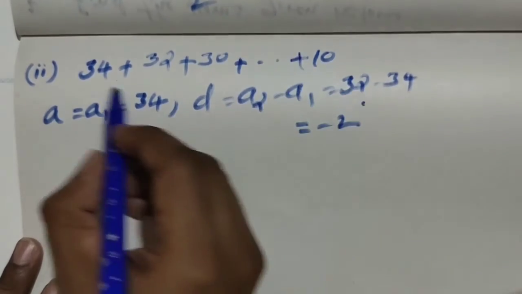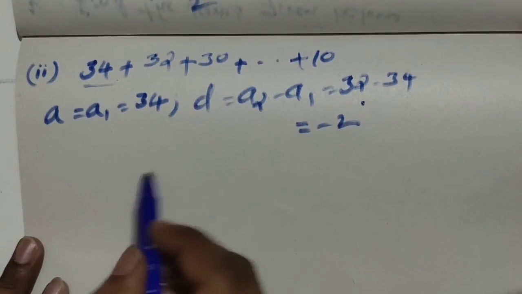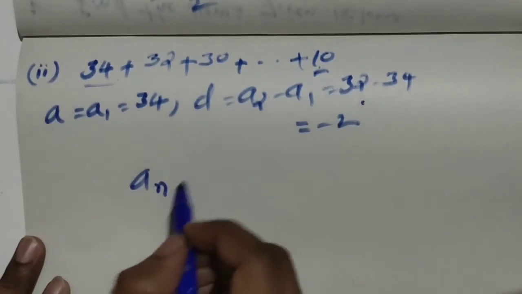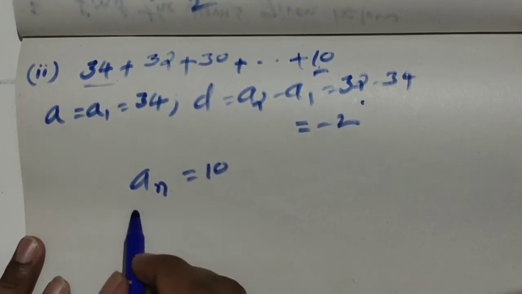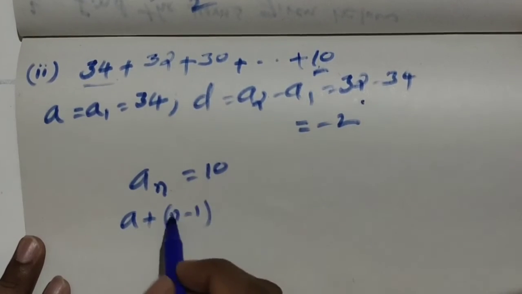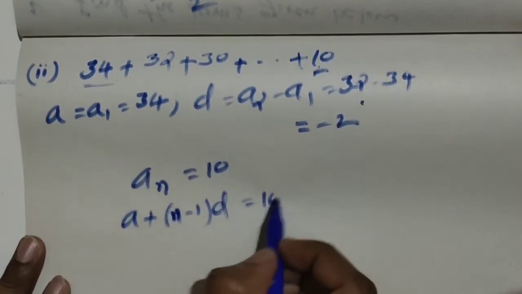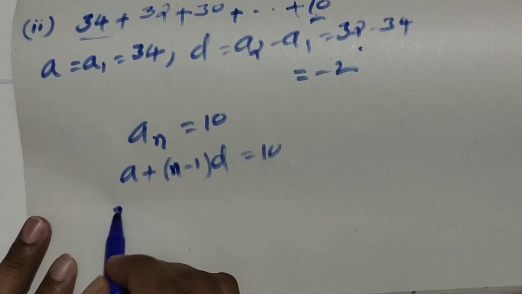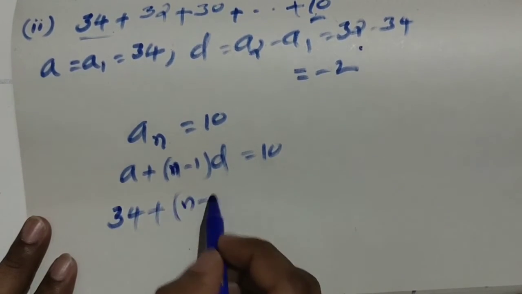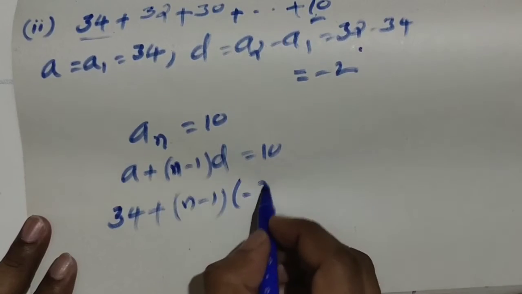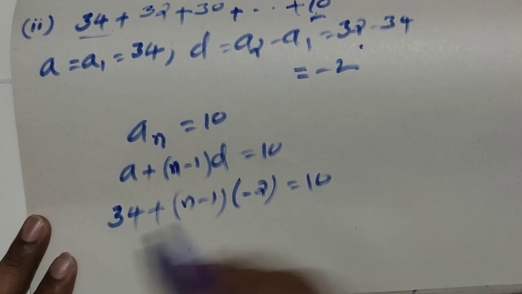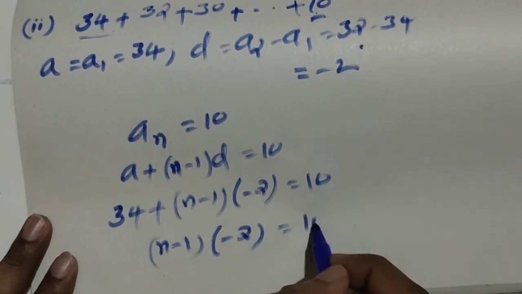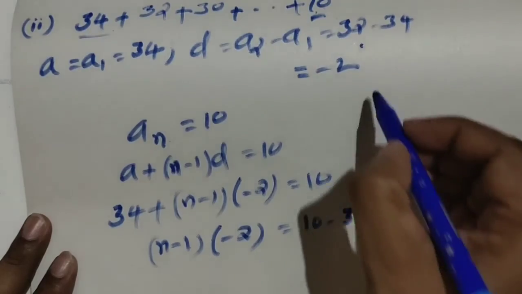Here also we have to find the number of terms present in this progression. So we need here again the an formula. Generally that last term 10 is taken as an, is equal to a plus n minus 1 into d is equal to 10. Now substitute a value 34 plus n minus 1 into d value, here minus 2, is equal to 10. Take this 34 that side: n minus 1 into minus 2 is equal to 10 minus 34.